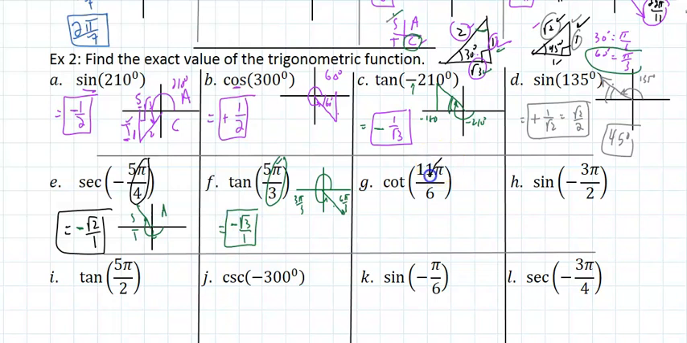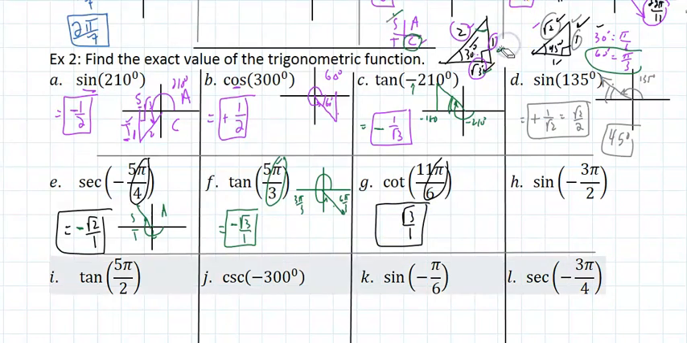How about 11 pi over 6? Pi over 6 is 30 degrees. 30 degrees is right there. Cotangent is the adjacent over the opposite. It's radical 3 over 1. You don't need to put the 1. I'm putting that in just for your notes.